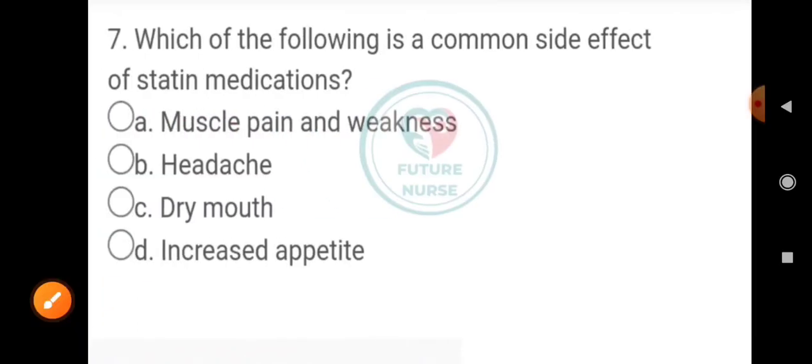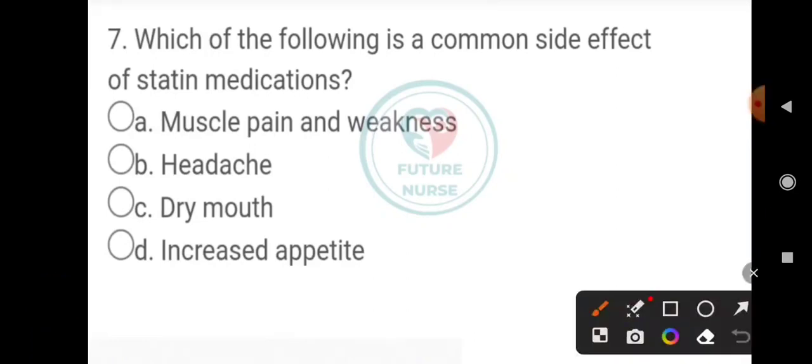Which of the following is a common side effect of statin medications? Options are muscle pain and weakness, headache, dry mouth, increased appetite. So the most common side effect of statin medications is muscle pain and weakness. Option A.